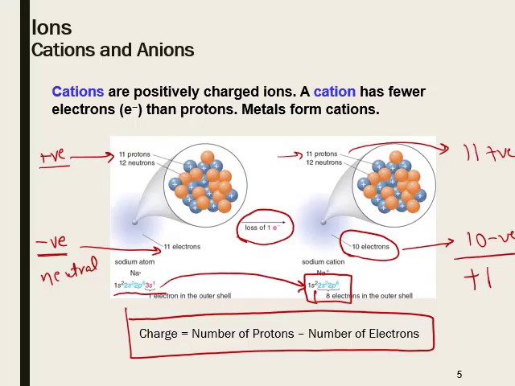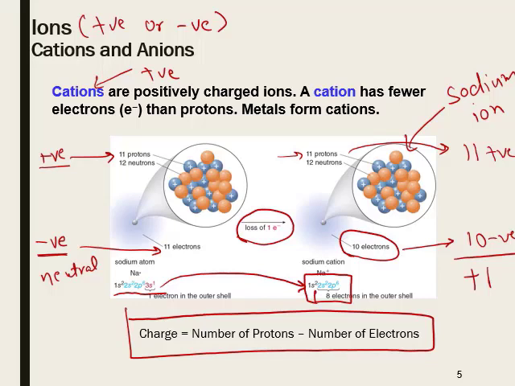We can calculate the charge by subtracting the number of electrons from number of protons. Whenever an atom gets a charge, it is known as ion. So after sodium loses an electron, it becomes sodium ion, because now there is a charge. Ions are either positively charged or negatively charged. If an ion is positively charged, that kind of ion is known as cation. So cations are positively charged ions. So we can say that sodium ion is a cation.